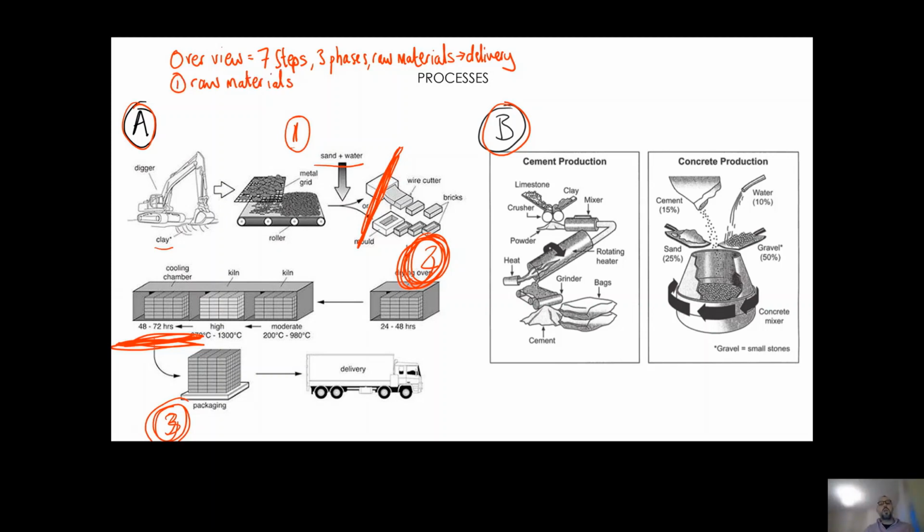My phase 1 is sourcing and processing raw materials. My phase 2 is manufacturing the bricks themselves. My phase 3 is packaging and delivery, and I'm going to talk about stages 1 and 2, or phases 1 and 2 together in the same paragraph, with a final shorter paragraph talking about packaging and delivery. So that's my linear process.